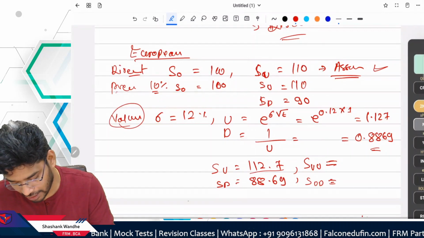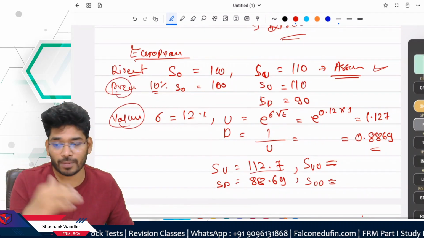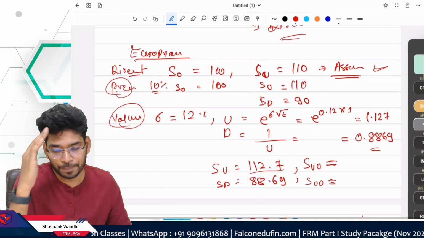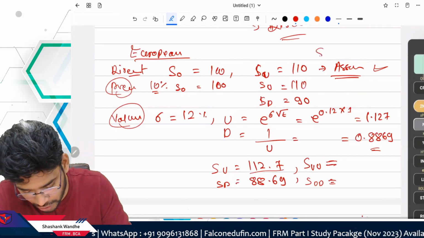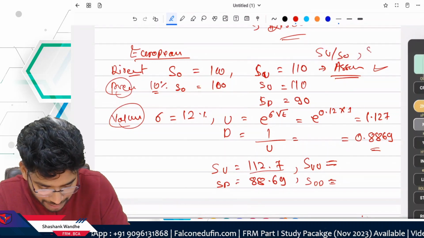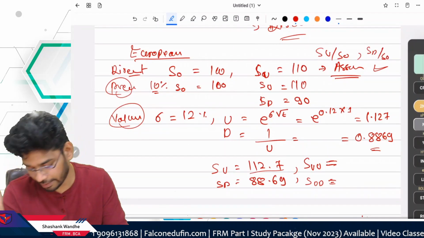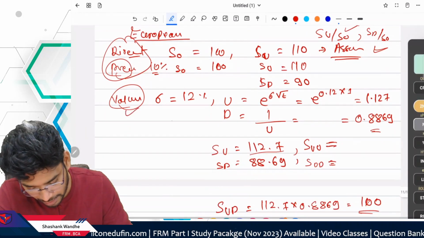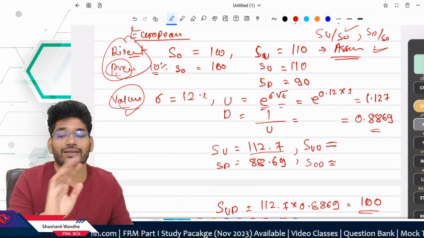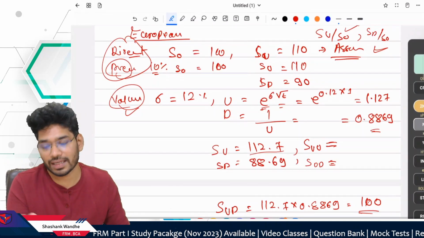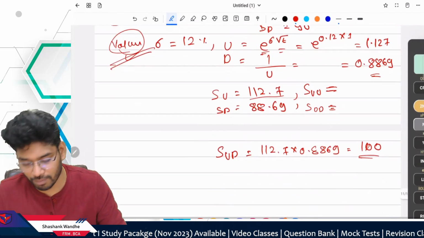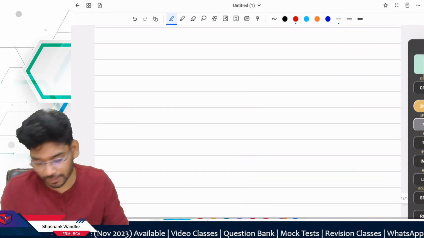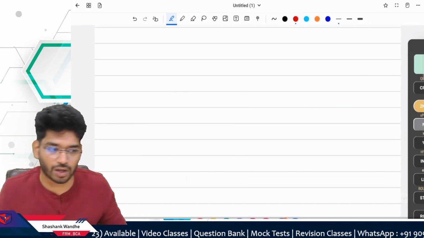If the information is provided in the direct value format or the premium format, then you have to calculate U and D by simply taking SU divided by S0 or SD divided by S0. Okay, remember this. These formulas are applicable here. For the volatility part, you have to first calculate the upward factor and the downward factor, and then you will get the SU and SD. In exam, you will get this information mostly, because GARP's curriculum uses the volatility format. So till this point, we saw the European option.